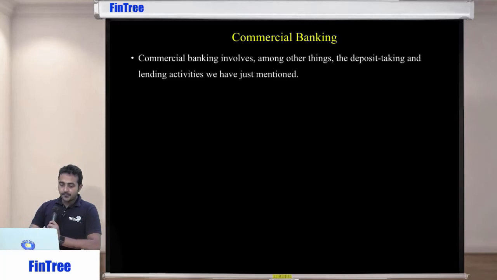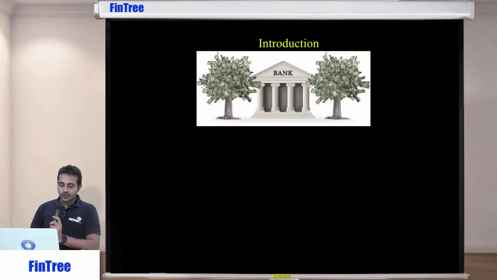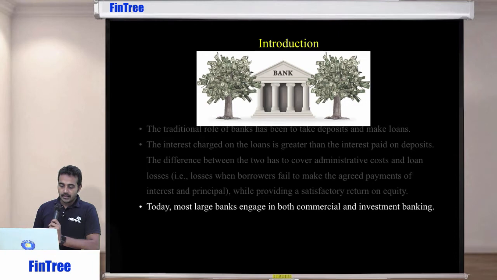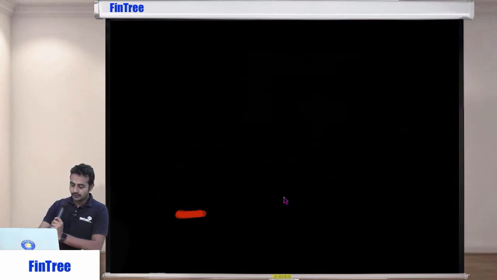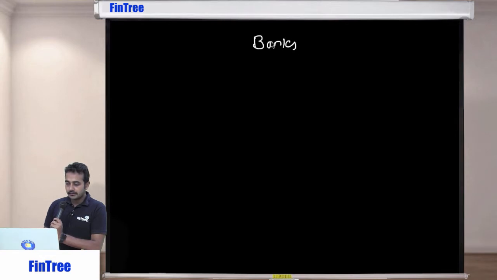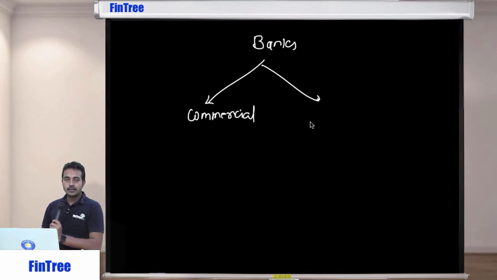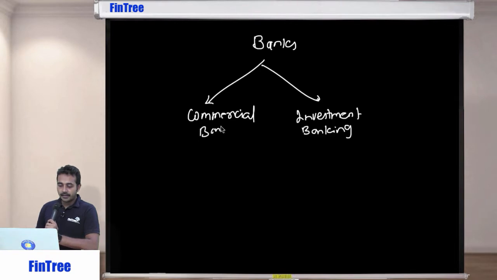Now commercial banking. I think this sentence you should have in your notes. Write it this way: the business of a bank, and then make a small flow chart. So say banks, and then break it down into two parts: commercial and investment banking. Commercial banking and investment banking.